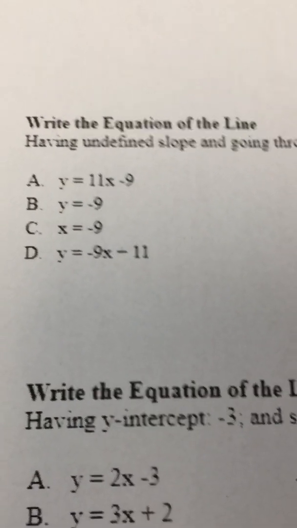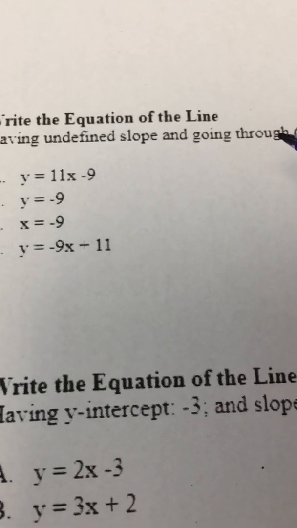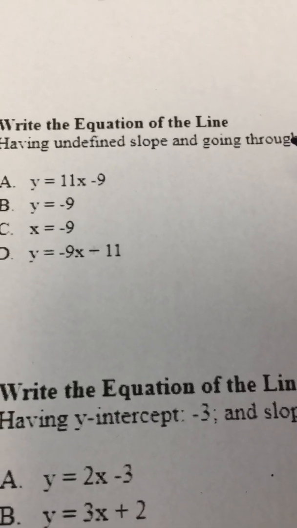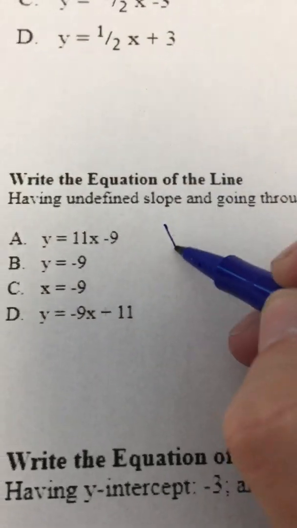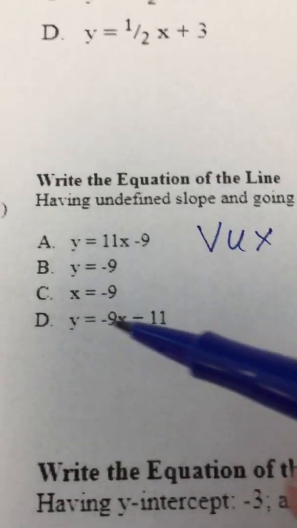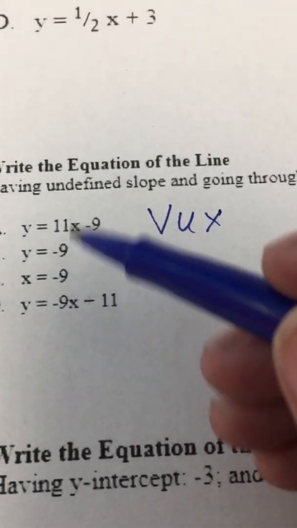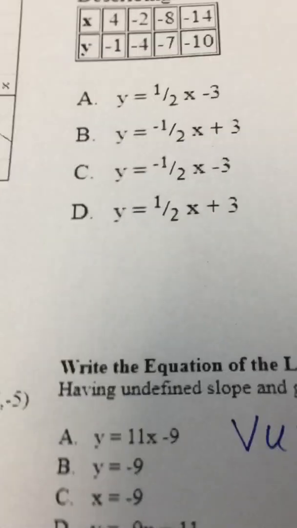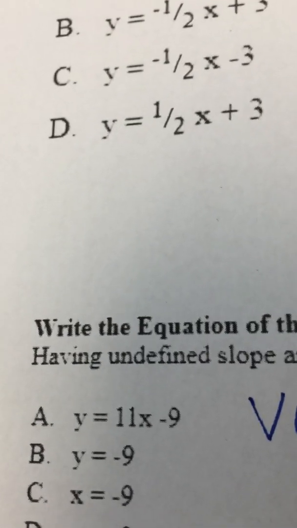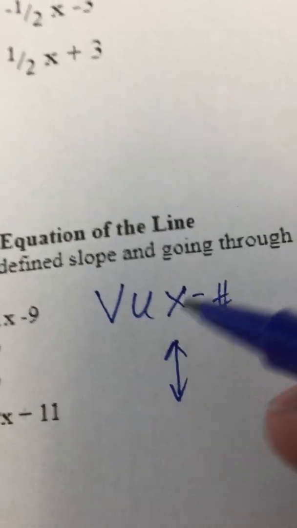Undefined slope. As soon as you see undefined, you should be thinking HOY or VUX. Is U in HOY, H-O-Y, or is U in VUX, V-U-X? You are correct. It is in VUX. Which means I'm not interested in the slope other than that they gave me that. But what I am interested in is what the equation looks like. In VUX, vertical lines that look like this start with x equals a number. So x equals a number is the equation of these.